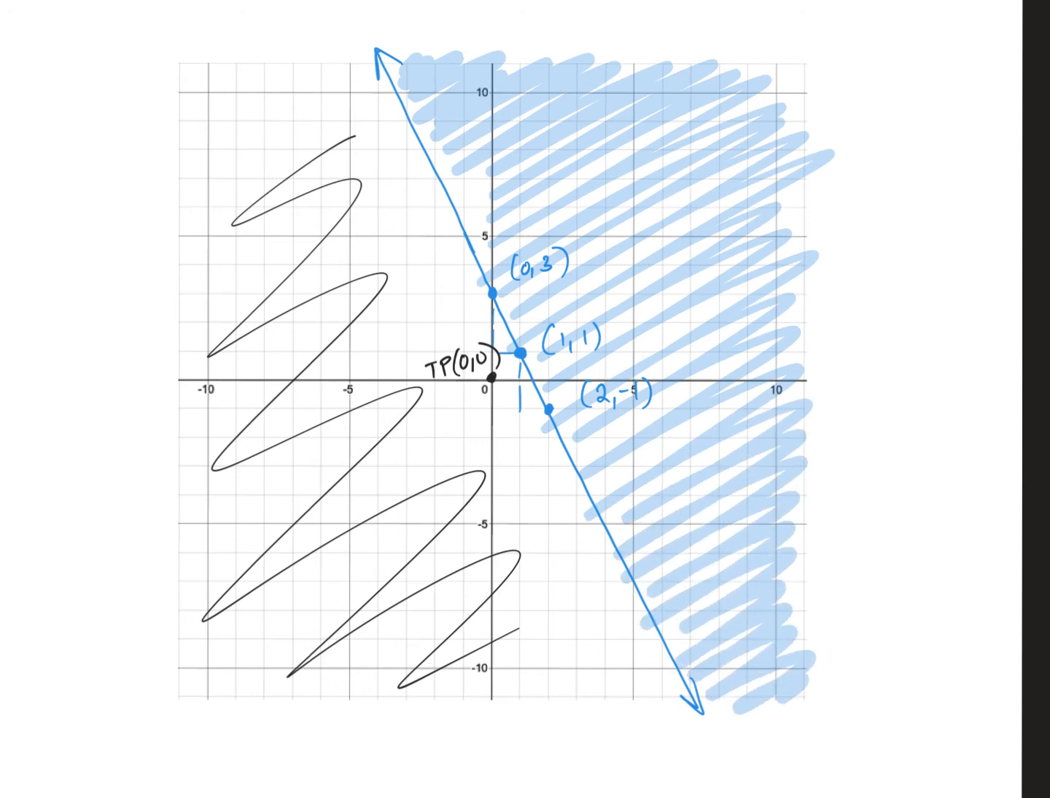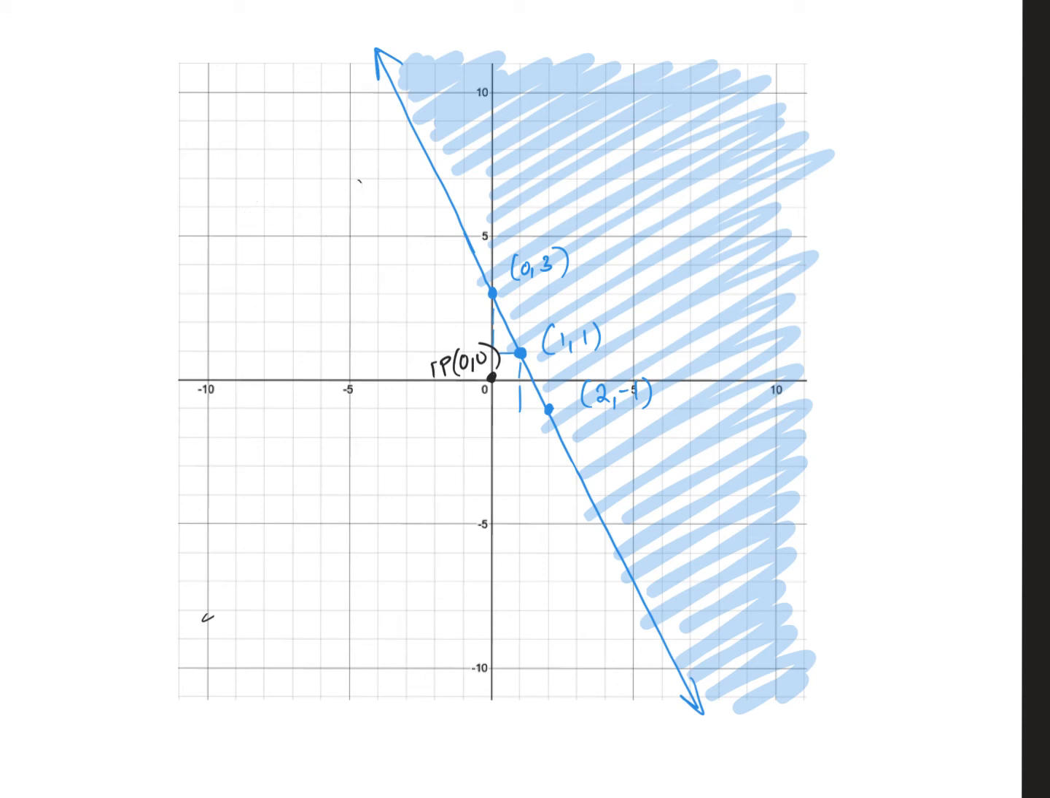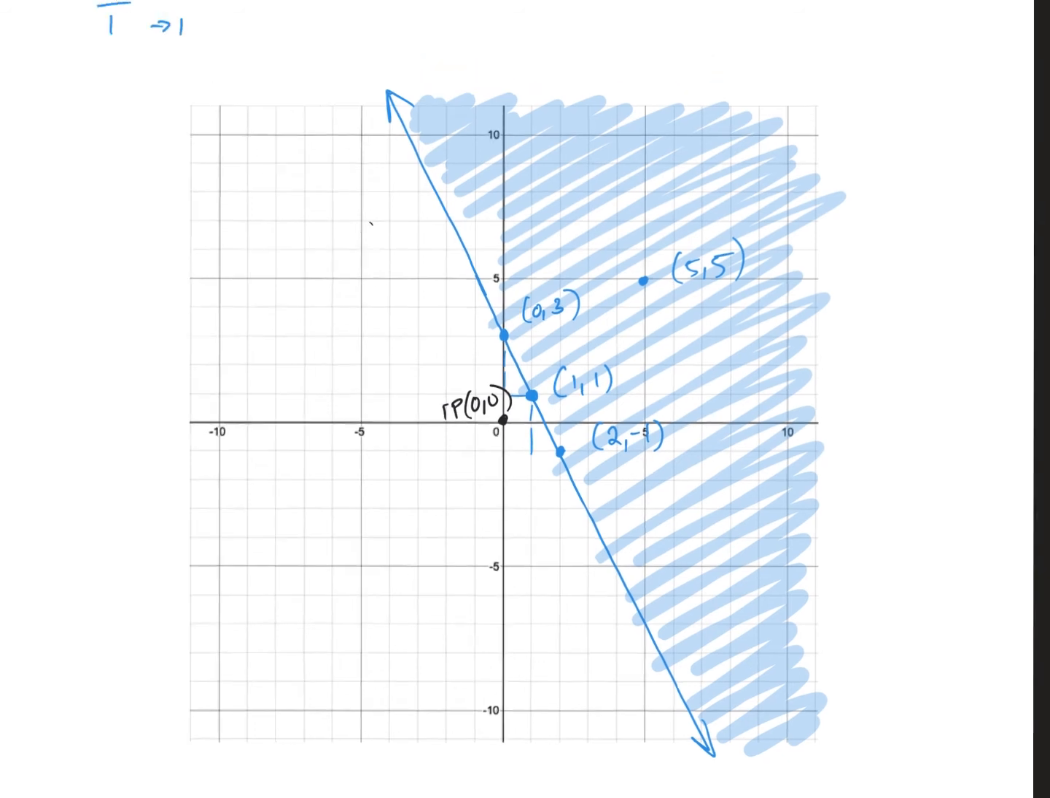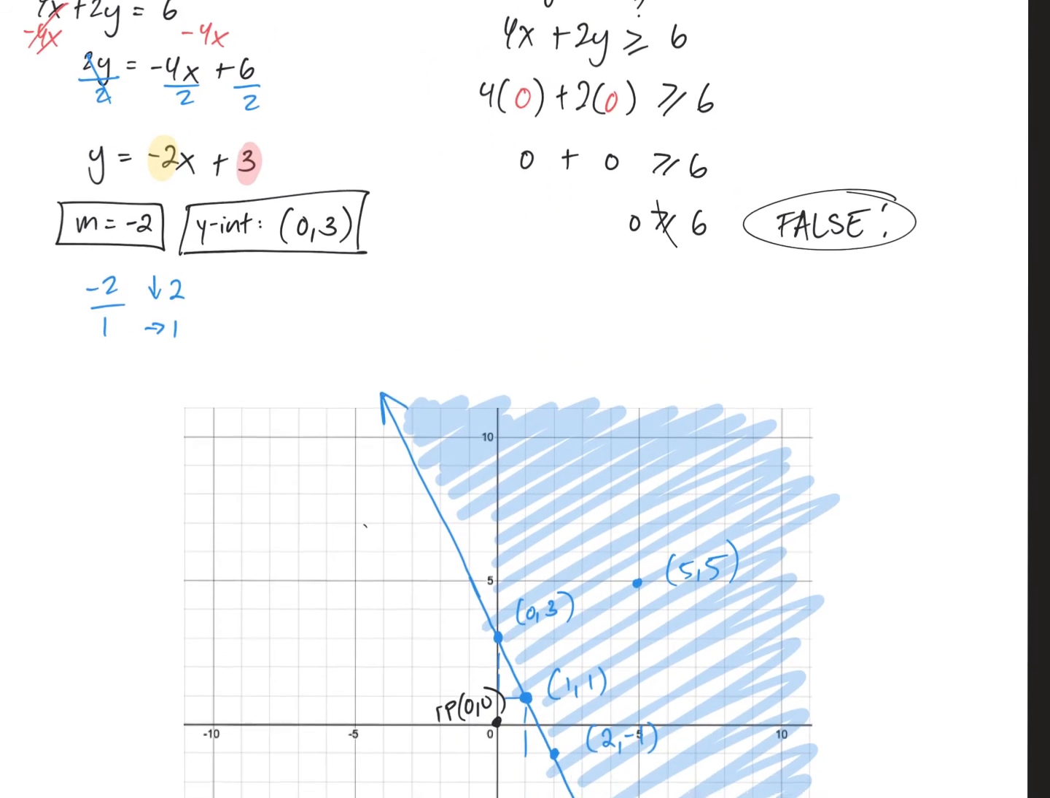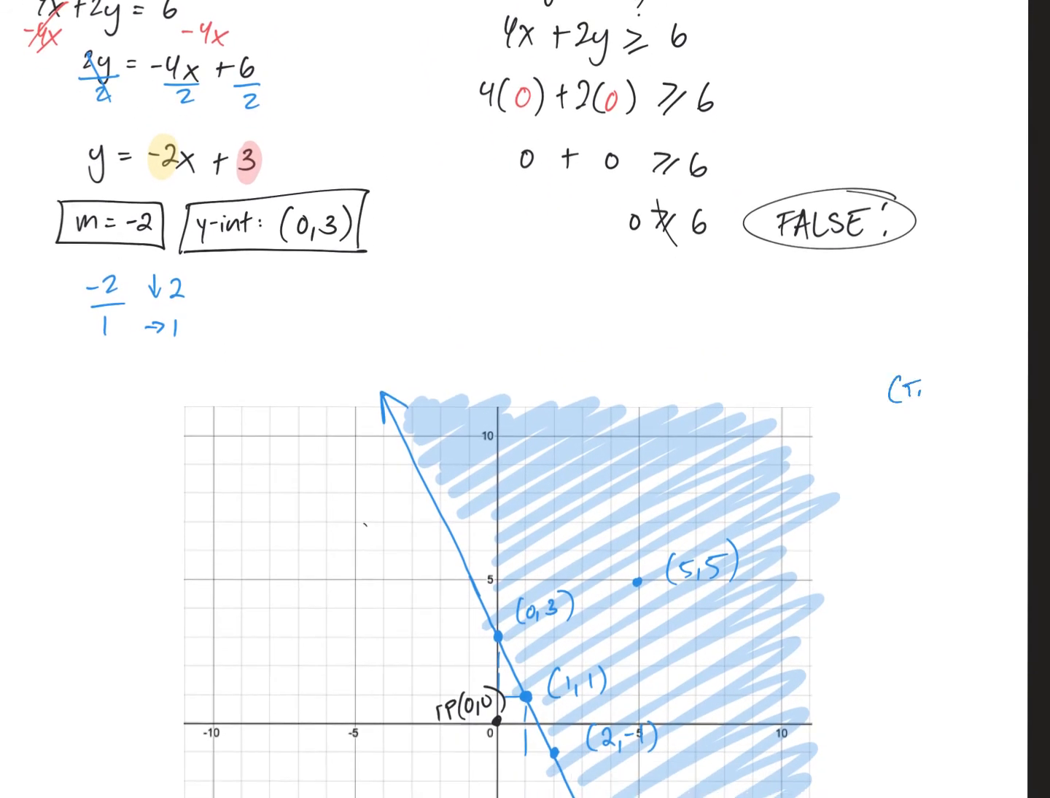So let's just test that out to see if that actually is true. Let's pick a value from the blue shaded side and see if it makes sense with my inequality. So what's a point in the blue shaded side that would work? How about (5, 5)? Let's plug that in and see if that works. We're just going to do this for fun as scratch work. So let's check (5, 5). I'll call it scratch work.